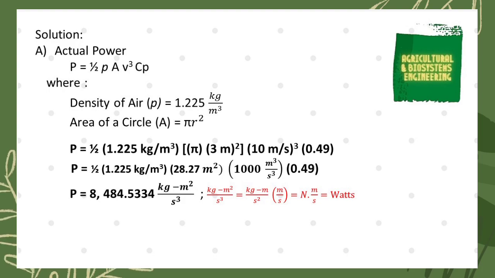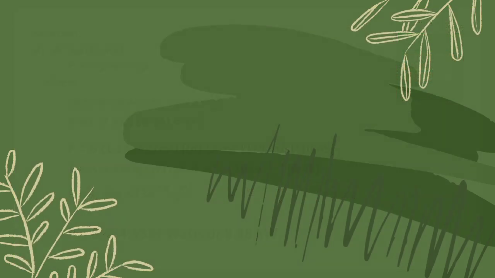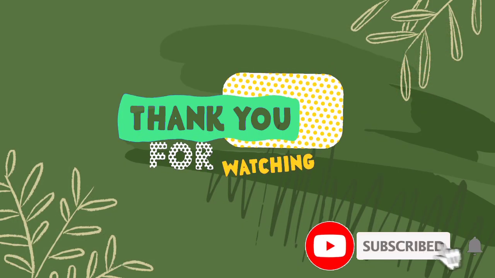So giving us an answer of 8,484.5334 kilogram by square meter per cubic second. Again, we just simplify our unit and giving us Newton by meter per second, which is equal to watts. Now our final answer is 8,484.5334 watts, or just convert it to kilowatts, giving us 8.48 kilowatts. So that's it for our actual power.